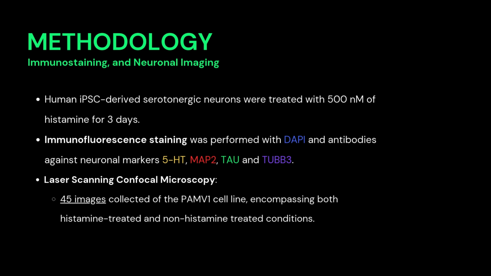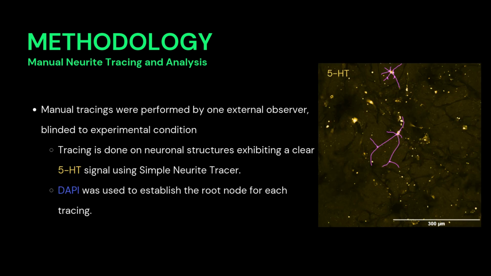So firstly, our human iPSC serotonergic neurons are treated with 500 nanomoles of histamine for 3 days. We stain for DAPI and antibodies against neuronal markers such as 5-HT, MAP2, tau, and tubulin 3. And finally, we collected with laser scanning confocal microscopy about 45 images of our PAMB1 cell line. We had an external observer, blinded to experimental conditions, perform tracings, particularly on the 5-HT signal using Simple Neurite Tracer, using the DAPI channel as the root node for each tracing.